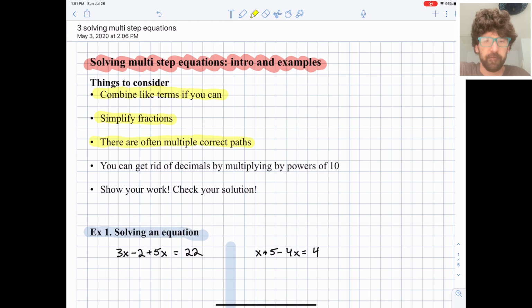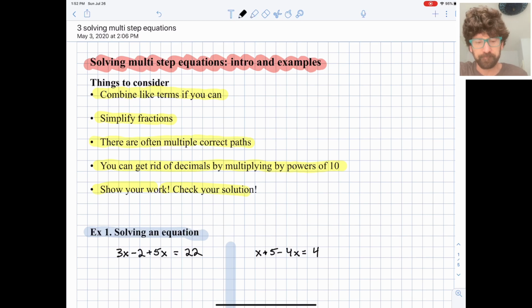Some will be more efficient than others, but if you follow them correctly, they will all get you to the right solution. A trick to get rid of decimals is to multiply everything through by a power of 10. I'll show an example with that. It'll just be easier to work with larger integers than with smaller decimals. And as always in math, we want to show our work and check our solution.